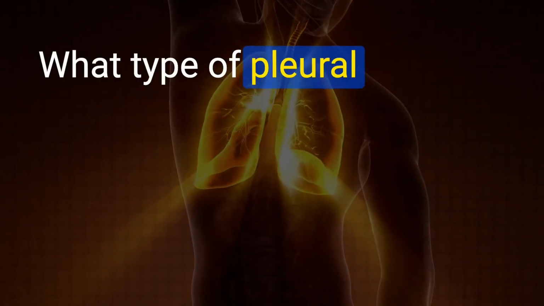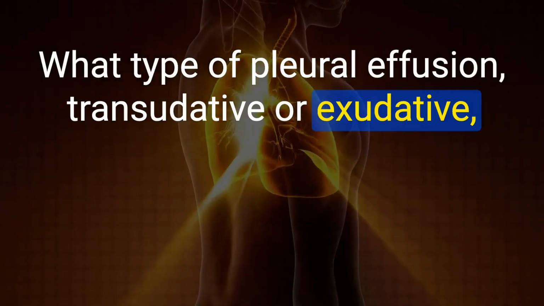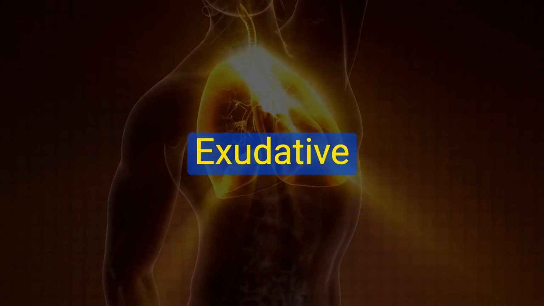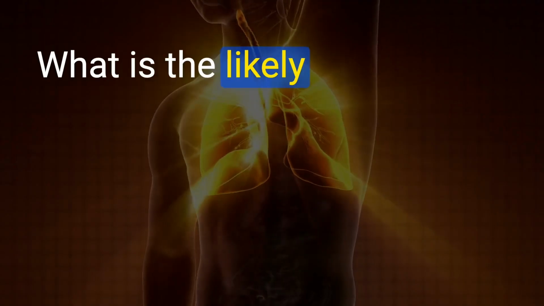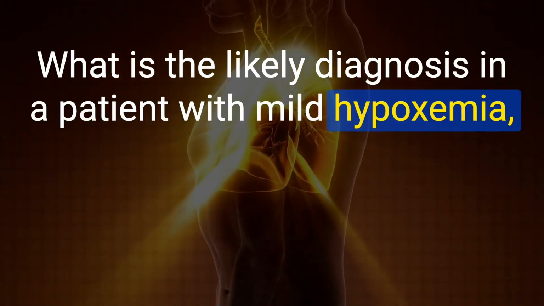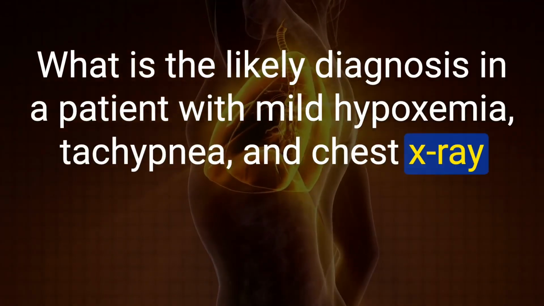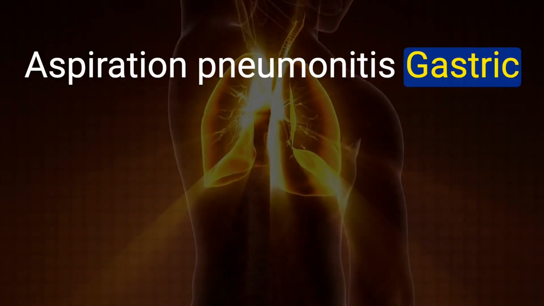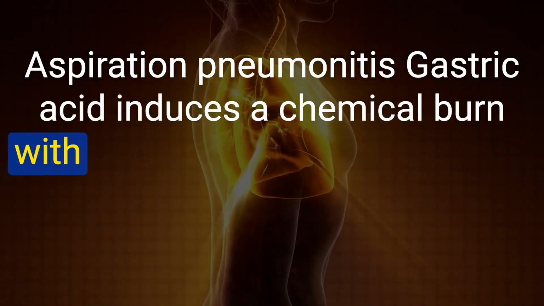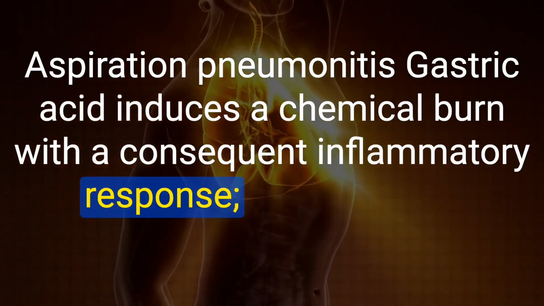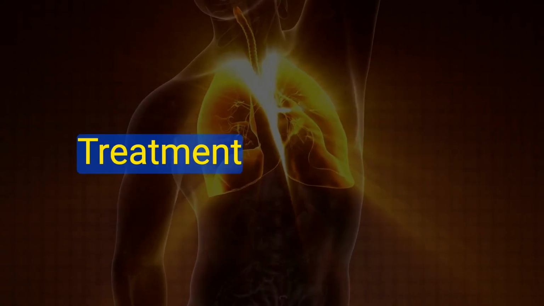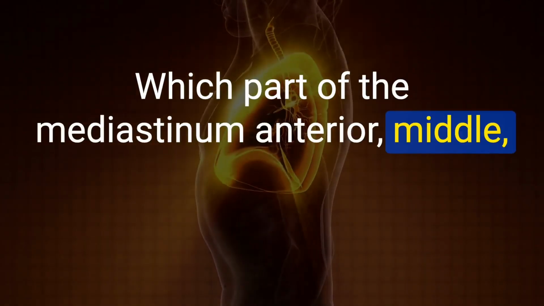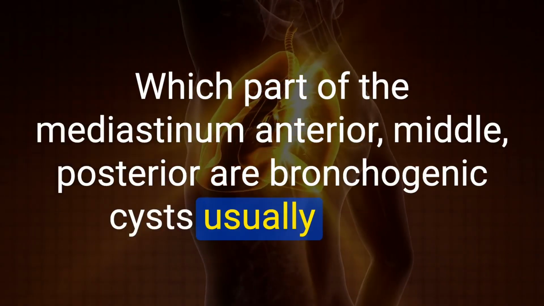52. What type of pleural effusion, transudative or exudative, is commonly seen with pneumonia, for example, parapneumonic effusion? Exudative. 53. What is the likely diagnosis in a patient with mild hypoxemia, tachypnea, and chest X-ray infiltrates hours after an episode of aspiration? Aspiration pneumonitis. Gastric acid induces a chemical burn with a consequent inflammatory response, resolves with supportive management. Treatment is supportive. 54. In which part of the mediastinum, anterior, middle, or posterior, are bronchogenic cysts usually found?